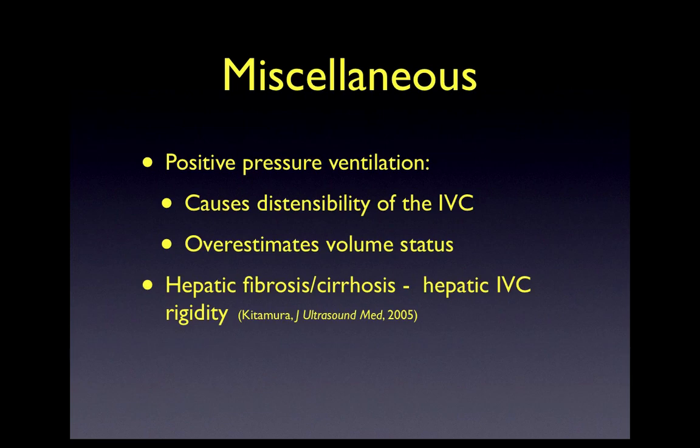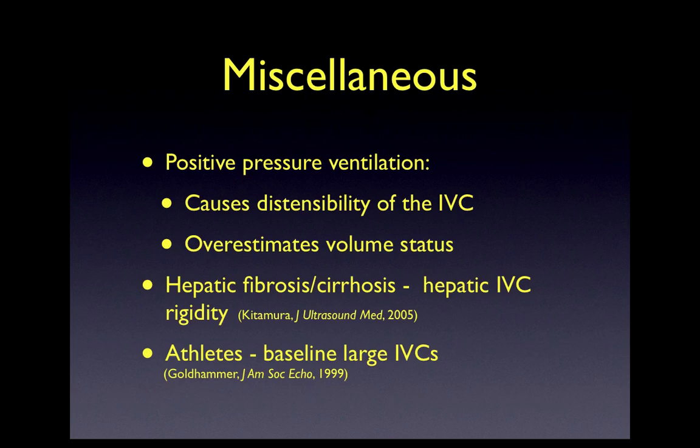Patients with hepatic fibrosis or cirrhosis tend to have stiff IVCs that do not have the usual amount of collapse during inspiration. Athletes tend to have large IVCs. And the thought is that this is a compensatory mechanism to accommodate their frequently high demand for cardiac output.